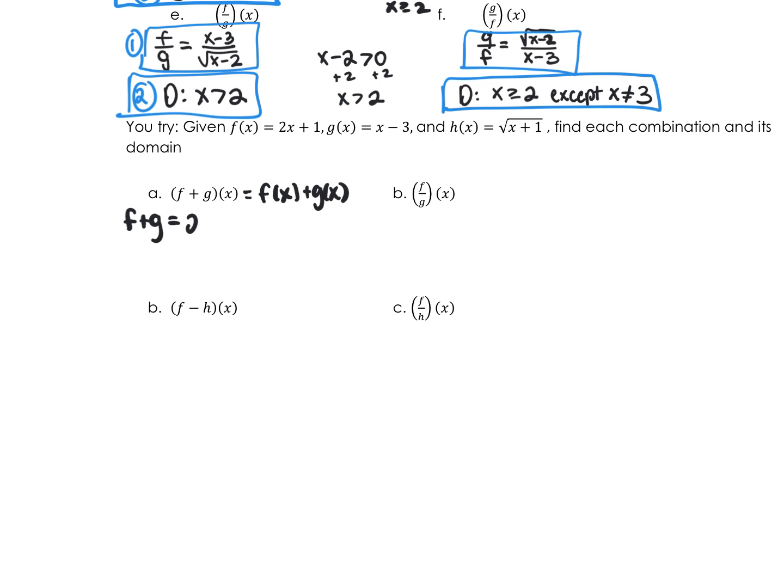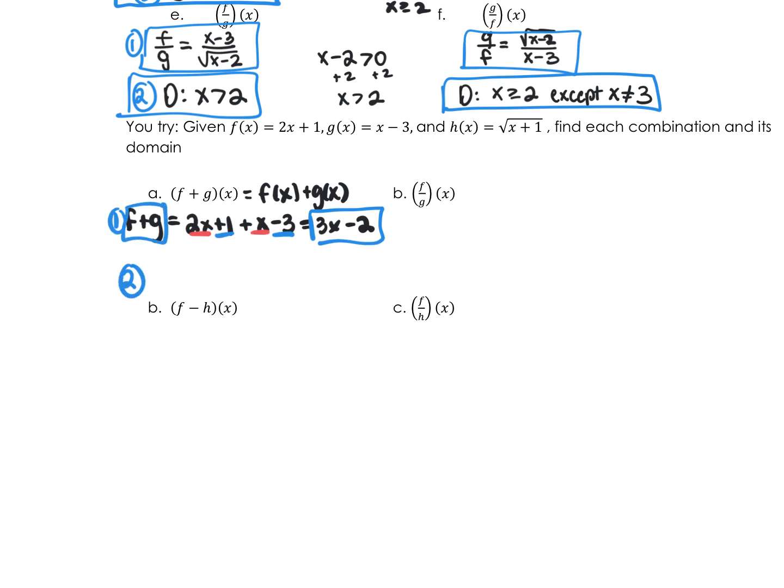So f is 2x plus 1, and g is x minus 3. So we'll add x minus 3. We can combine some like terms here. 2x plus x will be 3x. 1 plus negative 3 will be negative 2. And then we cannot combine 3x and minus 2. So this one is done. So this is our first part of the answer. We found f plus g.